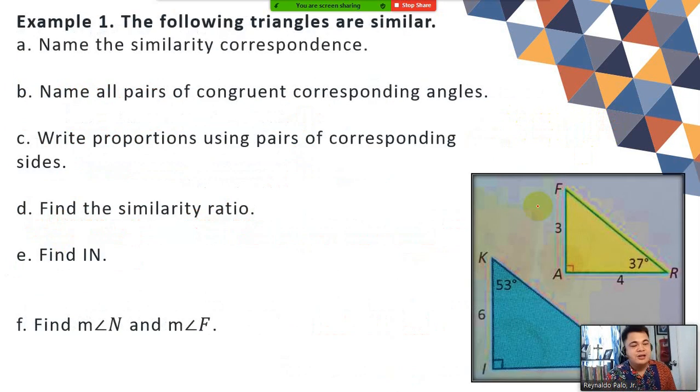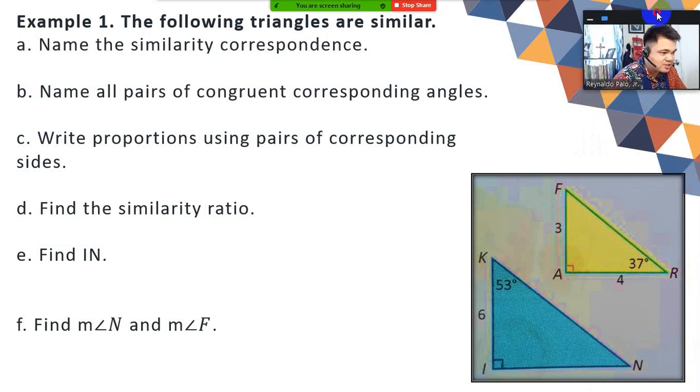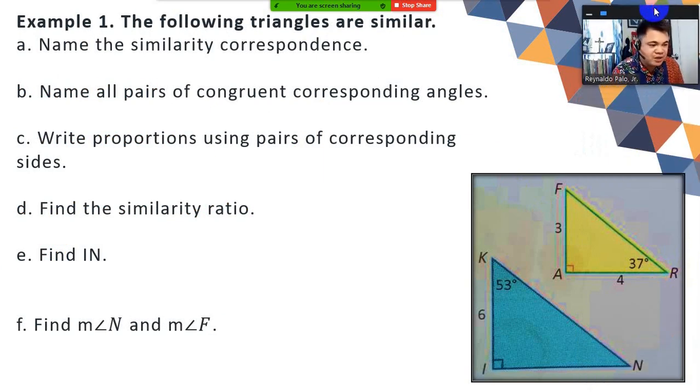Okay, example 1. Name the triangles. The following triangles are similar. So that's the given. So when do we say that triangles are similar? Take note of this class. As you can see, we have triangle FAR and triangle KIN. According to the condition, they must have congruent corresponding angles. So the corresponding angle to angle K is angle F. If angle A is 53 degrees, angle F must be 53 degrees as well.